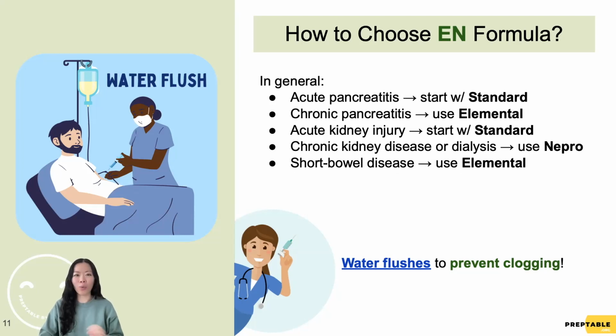Now, no matter what formula you choose, remember the feeding tube is pretty small and you have to do water flushes to prevent clogging. Per ASPEN guideline, flushes need to be done at least 30 milliliters for every 4 hours for patients who are on continuous feeding. For bolus feed patients, they need 30 milliliters of water flush before and after each feed.